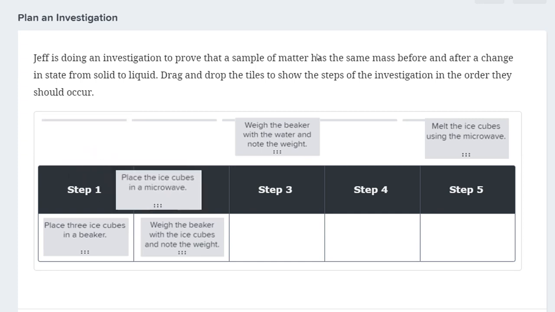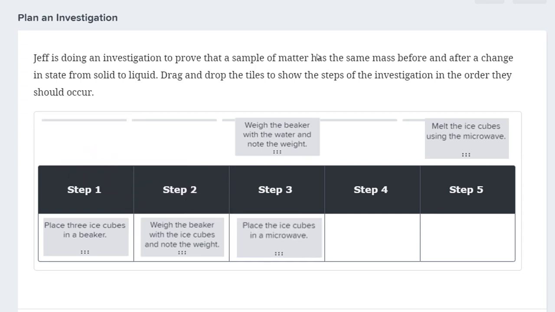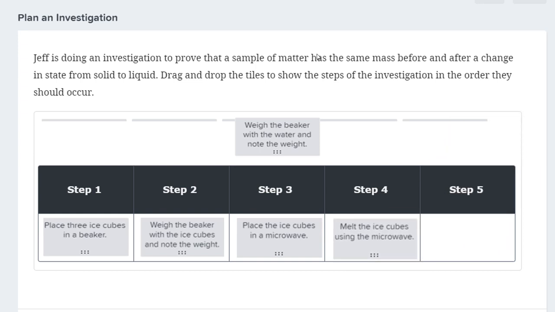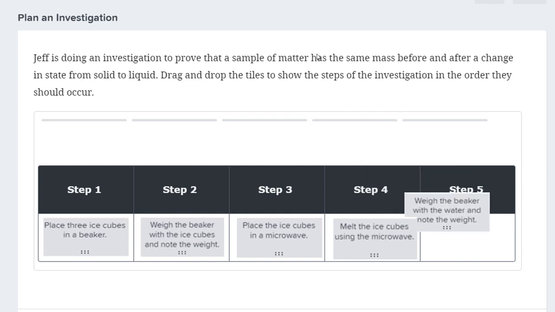He is going to have to put it in the microwave. 5th graders, do not put anything that's steel in the microwave, please. Anything metal in your microwave. So I'm sure he used something plastic or something that was microwavable. So he's going to put the ice cubes in the microwave. Now, why would he put it in the microwave? That would be your step 4. He needs to melt it. Okay, so he needs to melt the ice cubes. Therefore, step 5 would be now weigh it.